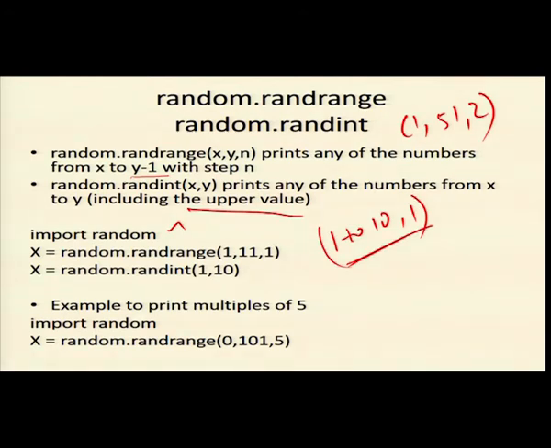Supposing if I want to print multiples of 5, how do I do it? Import random, x equal to random dot randrange 0 to 101 in steps of 5. What will it do? It will be adding 5 each time and printing. So, this is an example for random dot randrange.